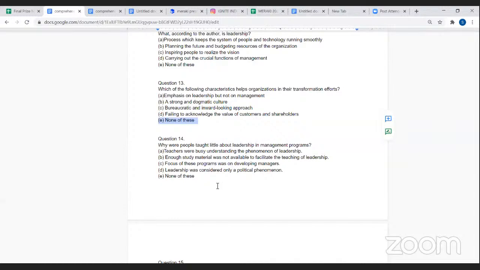Next question. Why were people taught little about leadership and management programs? Because they were focusing on developing managers. So it's option C.